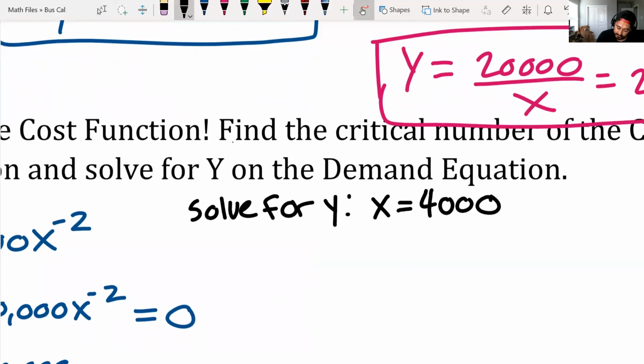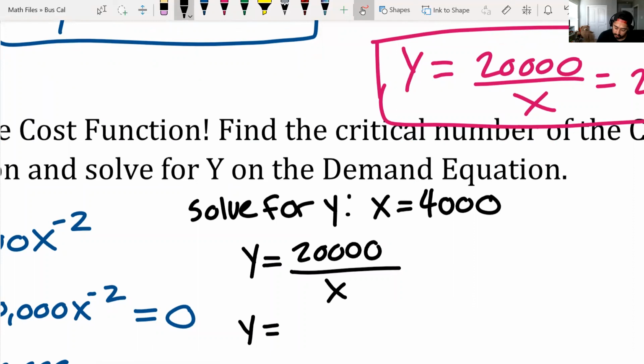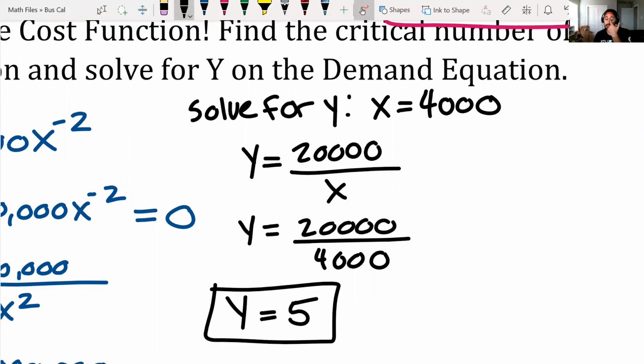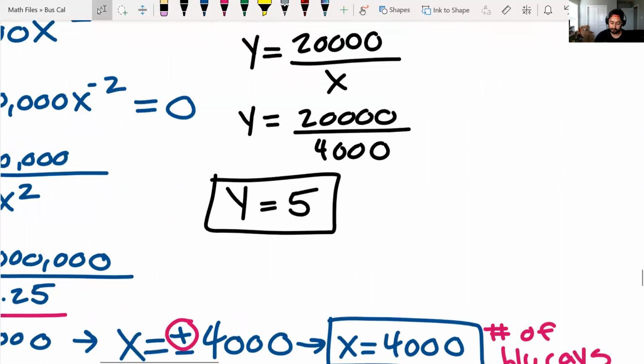This means that using that equation above, you have y equals 20,000 over x, which gives us, I'll just keep going below, save space, y equals 20,000 over 4,000, which means 20,000 over 4,000 is just 5. Now, remember that y is the number of production runs.